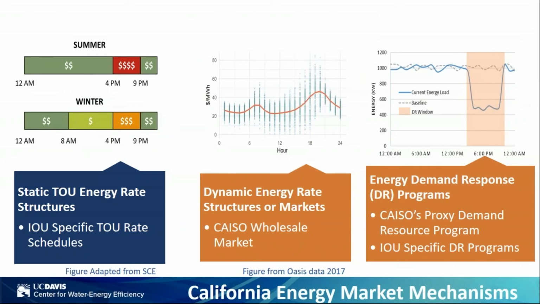So California does this through several different energy market mechanisms. They try to incentivize customers to change their energy use through static time of use energy rate structures, dynamic energy rate markets, such as the CAISO wholesale market, and through energy demand response programs, where they are asking you to shift your energy out of a specific time period and then just use energy as you wish during other time frames. So all of these different types of market mechanisms are used to incentivize customers to move their energy in different ways based on the needs of the grid, either in a static, dynamic, or demand response way.